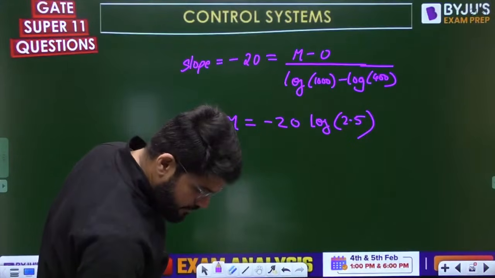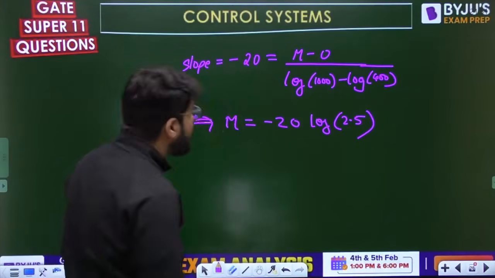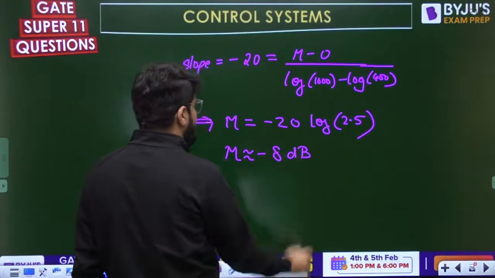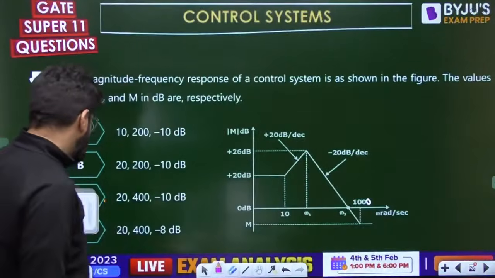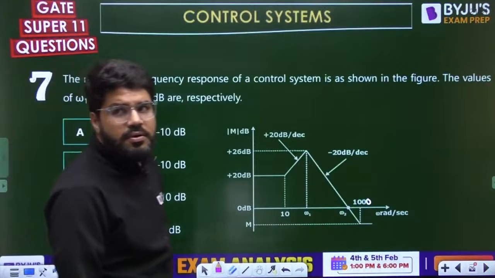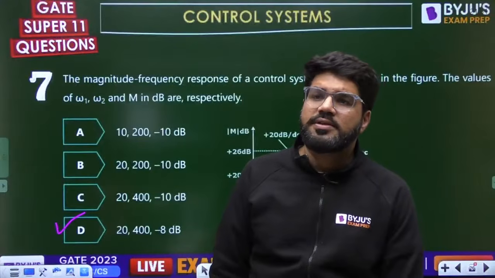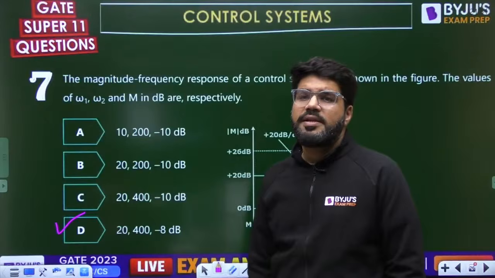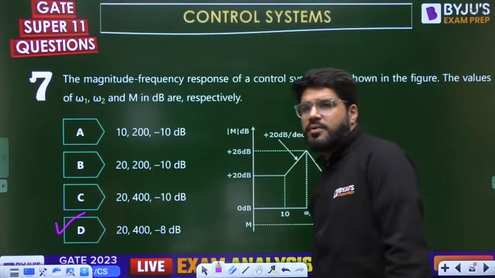Write down the answer: 7.95, or approximately 8. So approximately -8 decibel. So the correct answer is D in that case. It is D, -8. Please check. Yes, Jagdish and Ravi Shankar, please check. Raghu, correct. It is going to be D, -8. Not C, D. It is -8. Check out the calculations once.